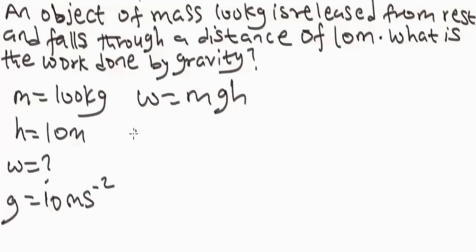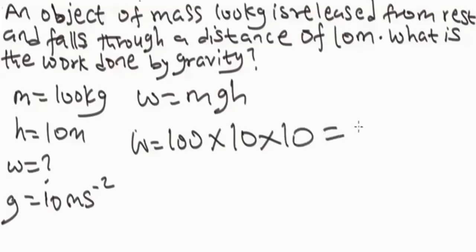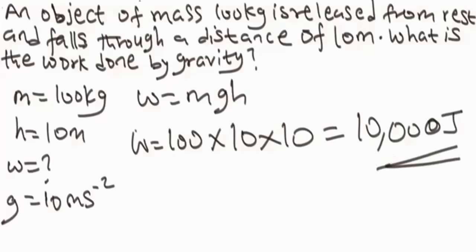So when you substitute, we're going to have work done will be 100 times acceleration due to gravity, 10, times the distance, which is the height here, times 10. So when we multiply through, we're going to have the value to be 10,000 joules. And that will be the answer to this question.